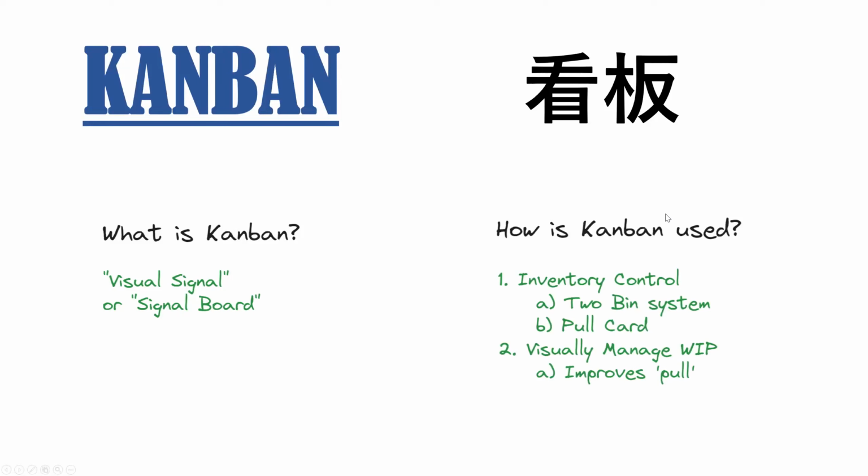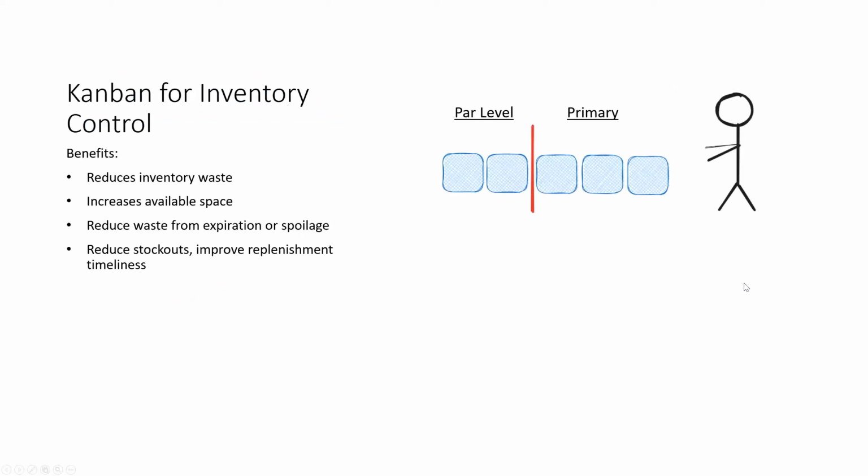In Japanese, Kanban can be translated as visual signal or signal board. How is Kanban used? The term can be applied in a couple of different ways. It is most often associated with inventory control, and we will discuss two popular methods for handling just-in-time supply or inventory replenishment later in this video. Kanban can also sometimes refer to a system or board to help in the visual management of work in progress.